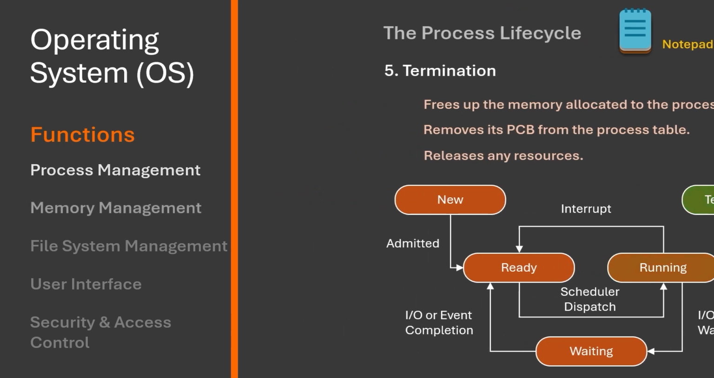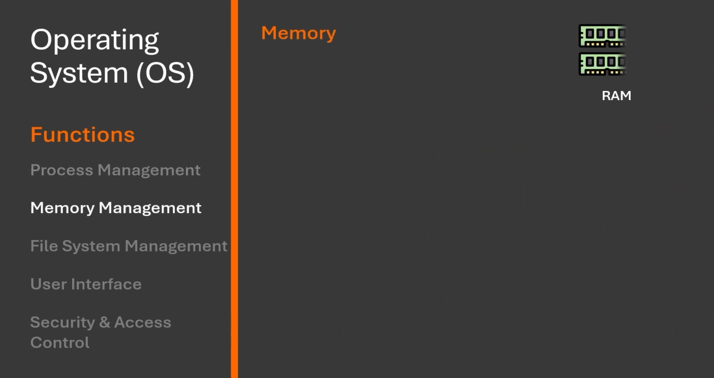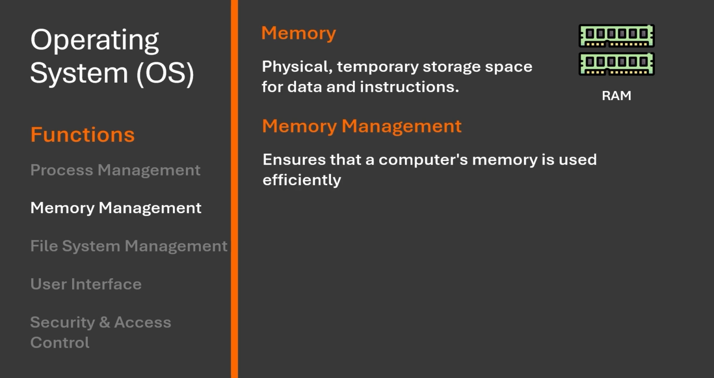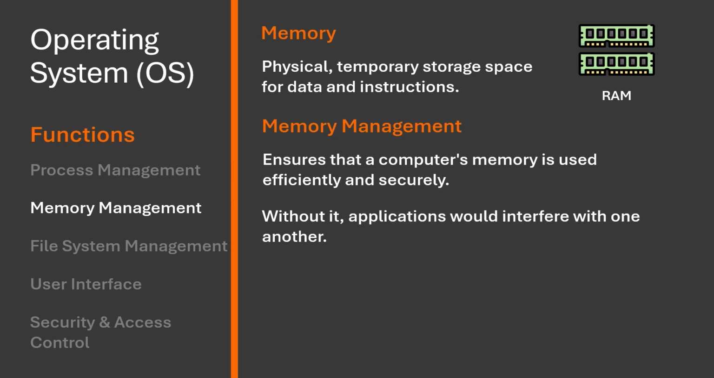processes. When we talk about memory, we are referring to the physical storage space like RAM, where data and instructions are temporarily stored while applications are running. The memory management function of an operating system ensures that a computer's memory is used efficiently and securely. Without it, applications would interfere with one another, leading to instability and errors.